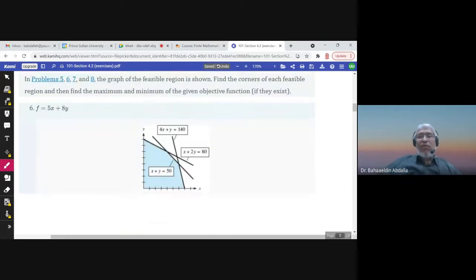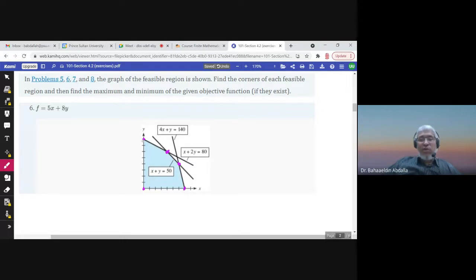The graph of the feasible region is shown. Find the corners of each feasible region. So the corners are not given here. Well, this is a corner point, and this one, this one, this one, and this one. 5 corner points.